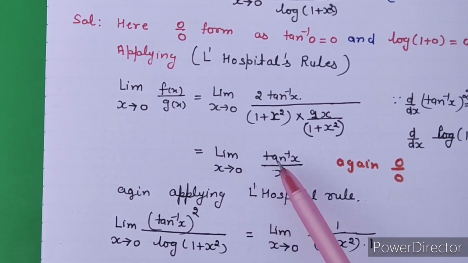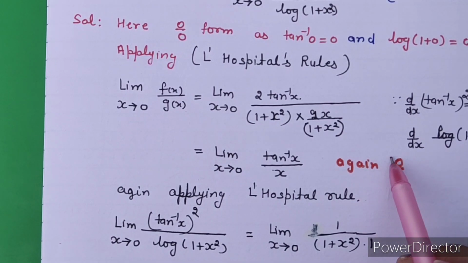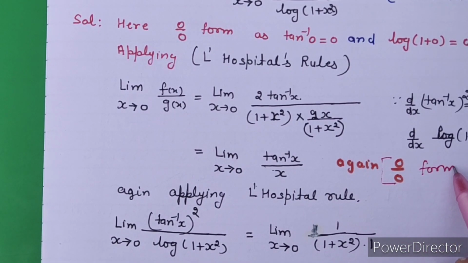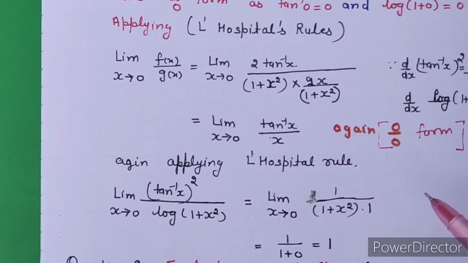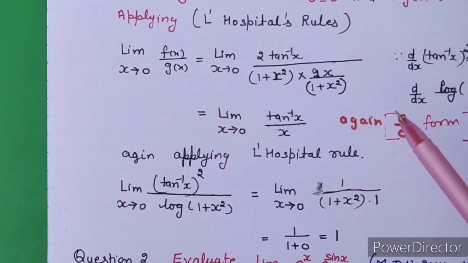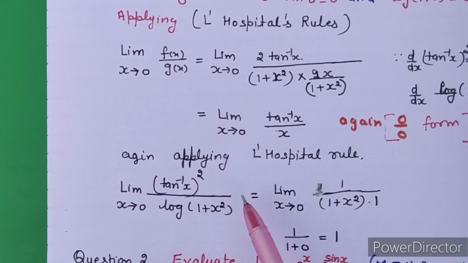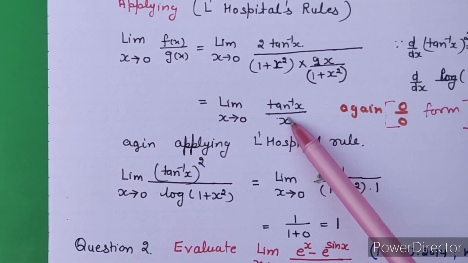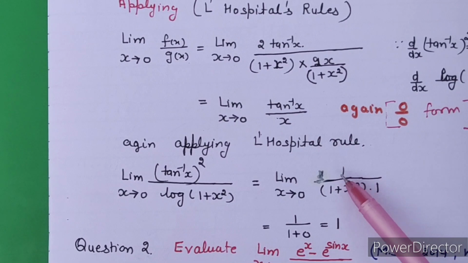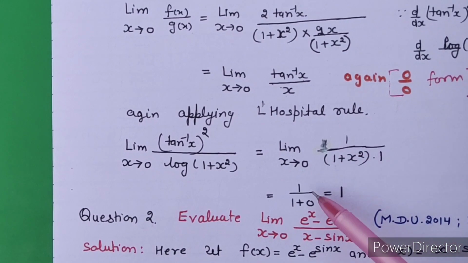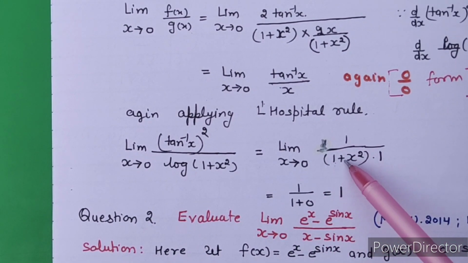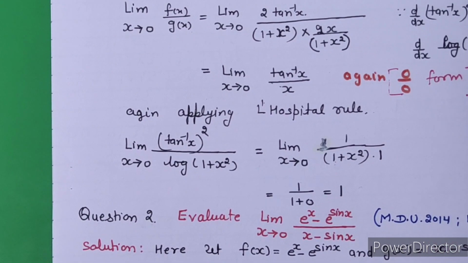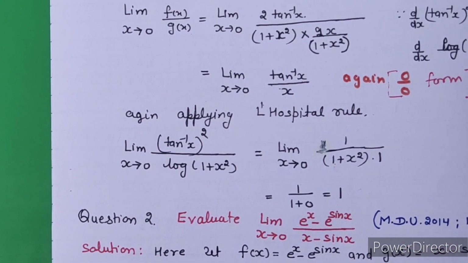Again when I put x equal to 0, this is again a 0 by 0 form. Again apply the L'Hopital rules. This limit expression is now equal to the derivative of tangent inverse x, which is 1 over 1 plus x square, and the derivative of x is 1. Okay, now I am again putting the value, this is 1 over 1 plus 0, and this gives you the answer 1. Okay, so in this way you can apply the L'Hopital rules in the indeterminate form 0 by 0.